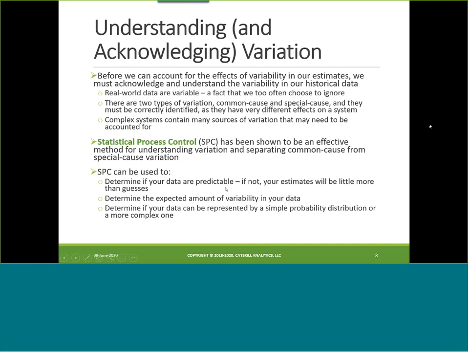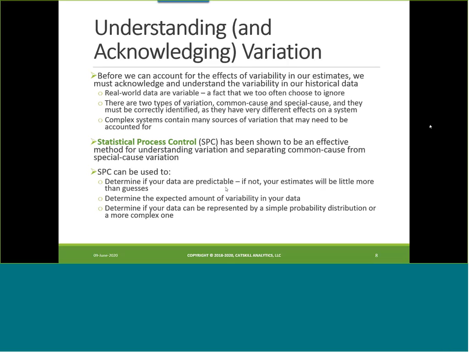And what does predictable mean? It means that it only has common cause variation, right? If you have data that is exhibiting special cause variation, it's not predictable. If it's not predictable, then it really doesn't work well as an input into models because it's not predictable. It's kind of definitional there.